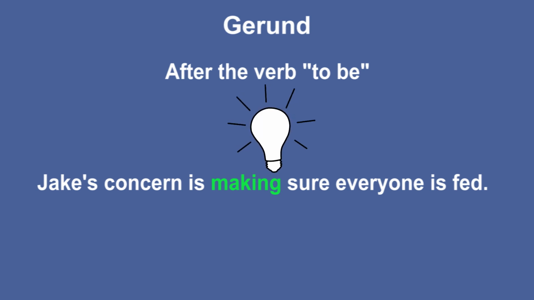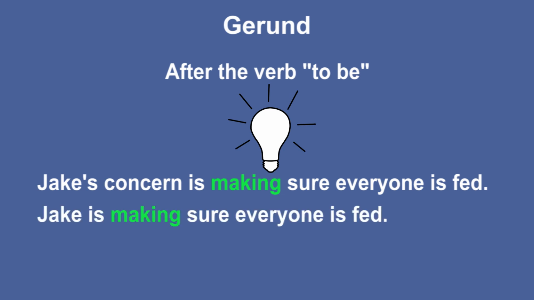Now, here is a simple way to tell the difference between a gerund and a present participle. Take the verb in ing form and place it at the beginning of the sentence. If the sentence is still understandable, it's a gerund. If not, then it's a present participle. Let's try together. Let's use these sentences. Jake's concern is making sure everyone is fed. Jake is making sure everyone is fed.